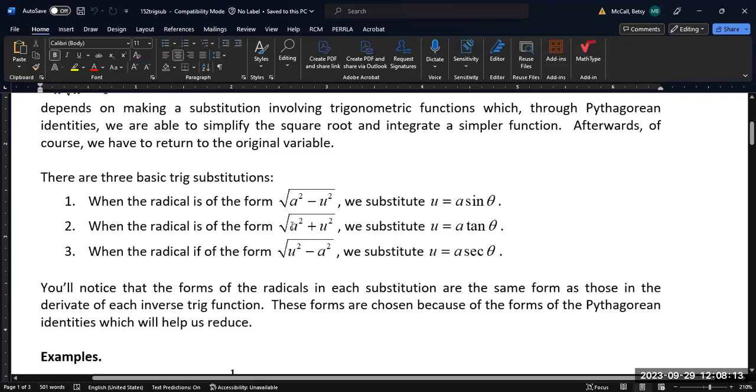If the radical has a sum of squares under it, then again, a constant squared and a function squared, then we're going to substitute for that function with a tangent theta. And if the radical is of the form function squared minus the constant, then we substitute for that function with a secant theta. All right, so these are our general principles.